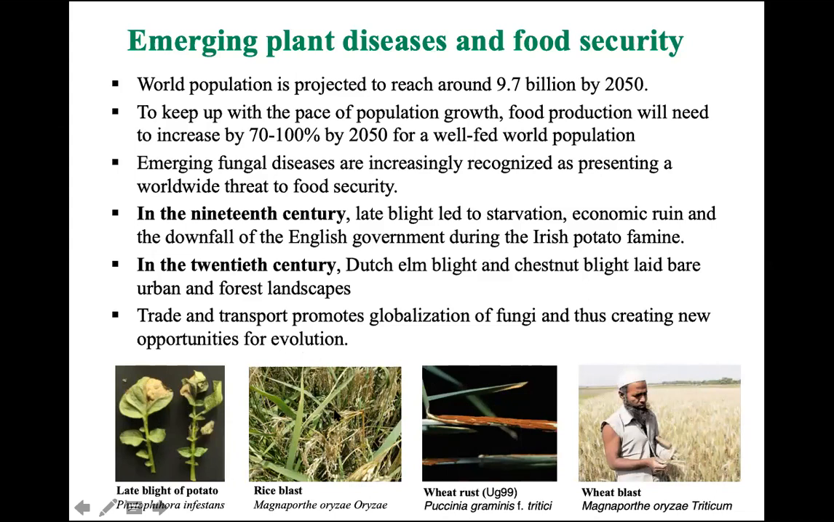Rice blast is another dangerous disease which decreased the world rice production by up to 25%, and millions of people could have been fed by the rice production decreased by the rice blast. So rice blast is almost a worldwide disease. Another dangerous disease is wheat rust. Wheat rust is a dangerous disease, especially the UG99 strain of wheat rust, Puccinia graminis tritici. It is a serious problem in Africa and many other countries.